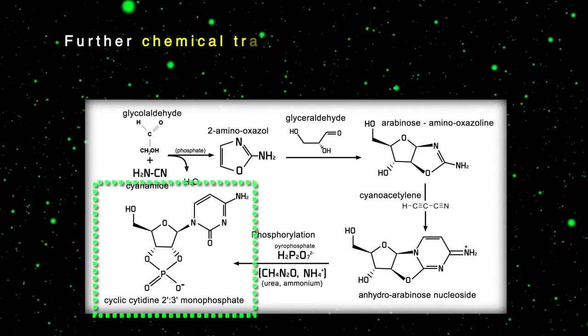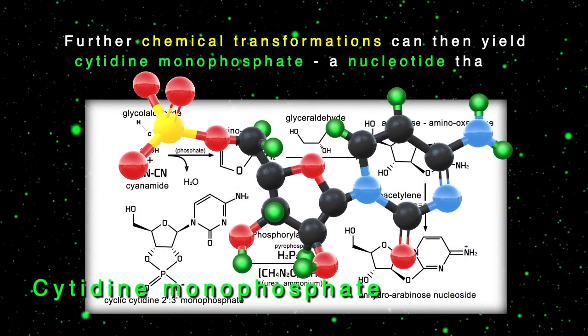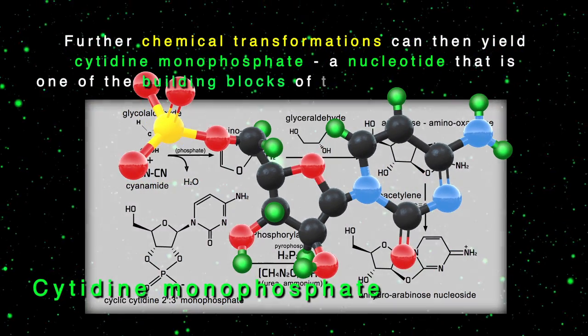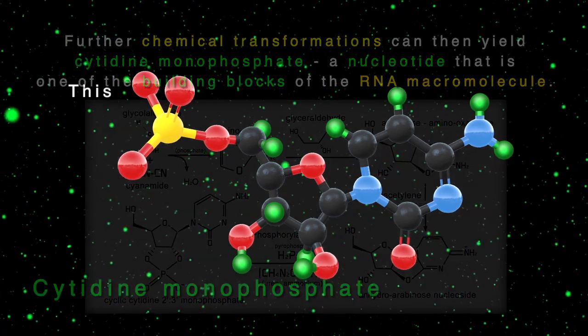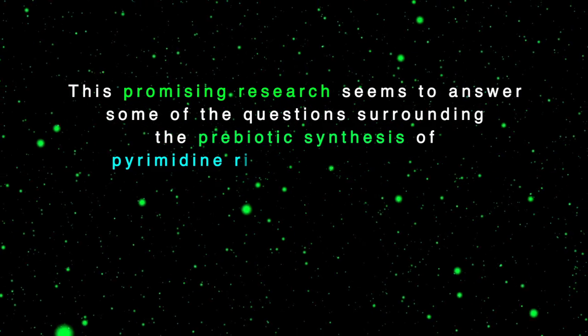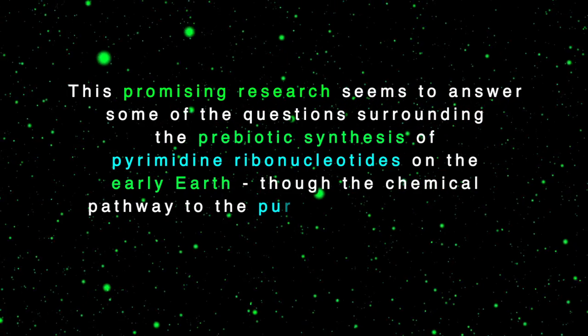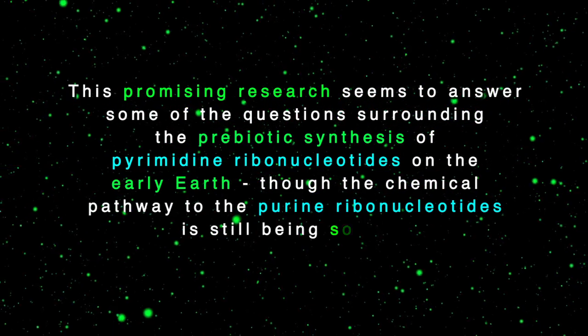Further chemical transformations can then yield cytidine monophosphate, a nucleotide that is one of the building blocks of the RNA macromolecule. This promising research seems to answer some of the questions surrounding the prebiotic synthesis of pyrimidine ribonucleotides on the early Earth, though the chemical pathway to the purine ribonucleotides is still being sought.